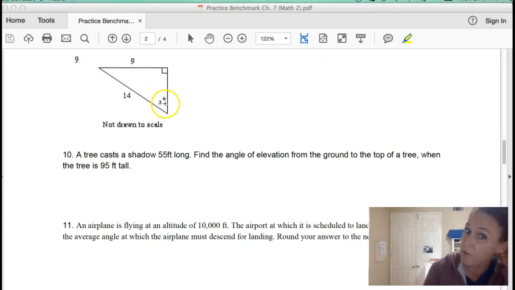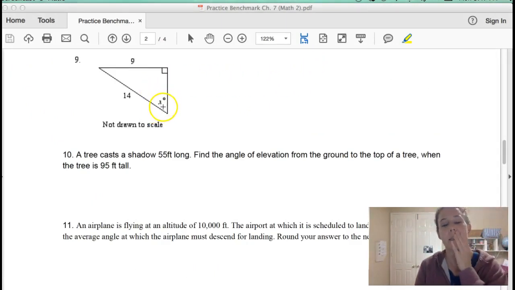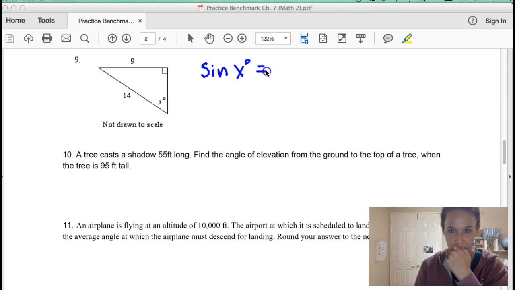All right, I need to solve for x this time, and x is an angle. So I'm going to go ahead and use my ratios. Since I have opposite over hypotenuse, I'm going to use sine again. Sine of x is going to equal the opposite side over the hypotenuse.